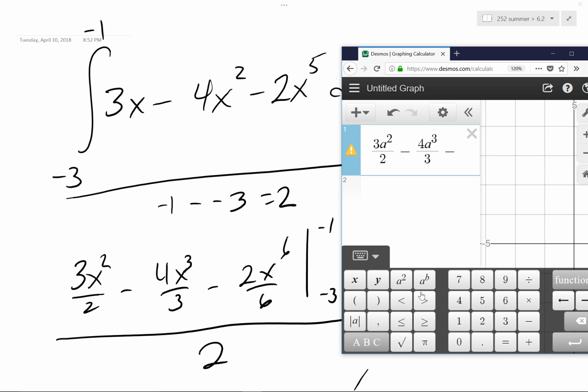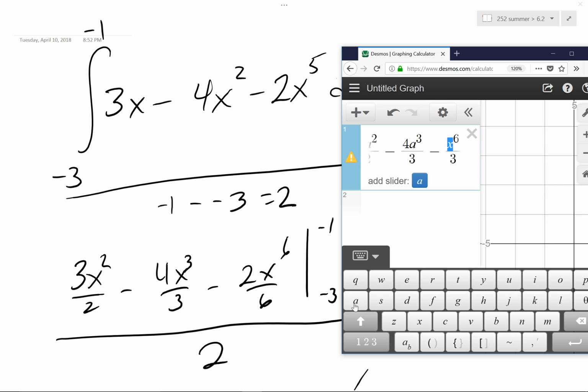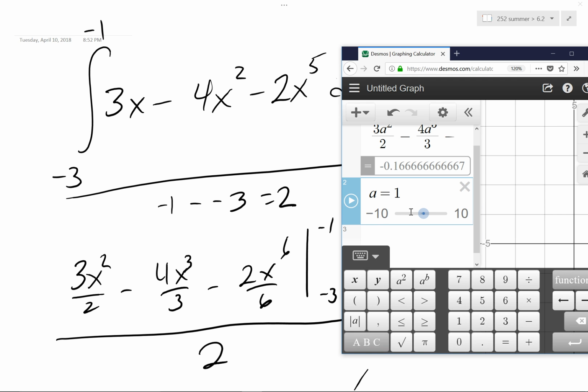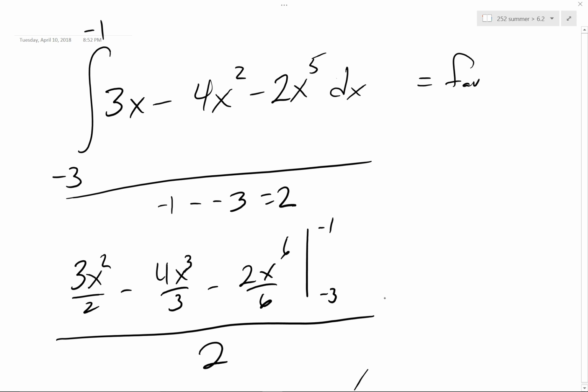And that's just going to be x to the 6th divided by 3, right? You with me on that? Oh, not x, you idiot. Cool. And then I plug in my values. So I'm going to plug in -1. They get 2.5 on the top end.